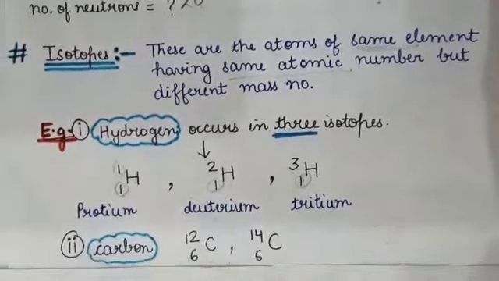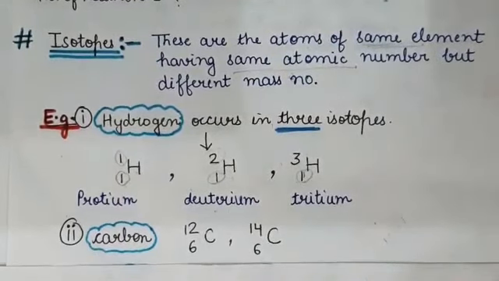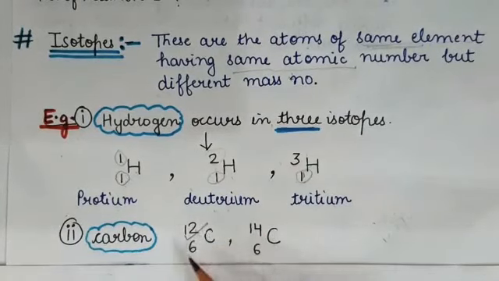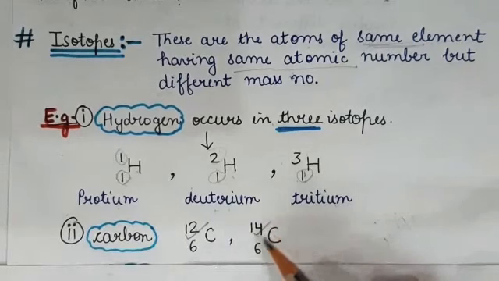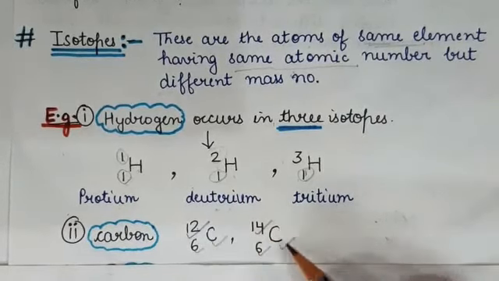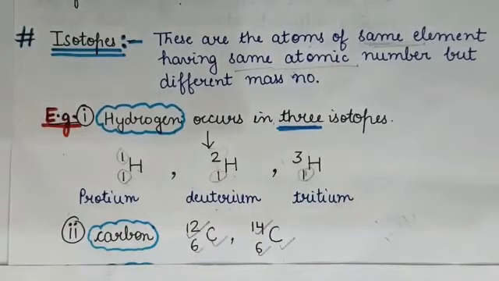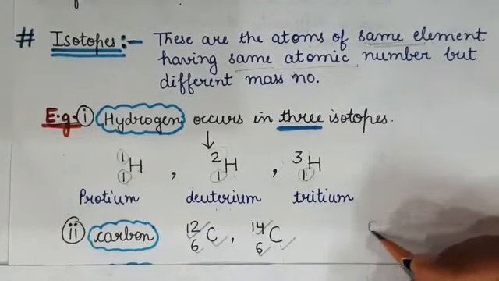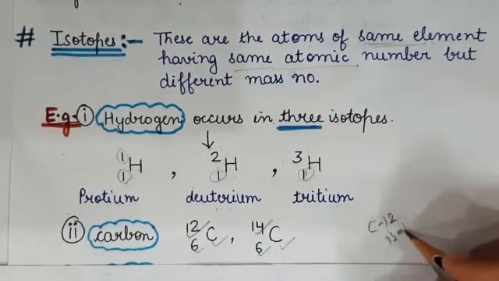Another example you can take is carbon. Carbon also occurs in 2 isotopes: carbon-12 and carbon-14. 12 is the mass and 14 is the mass, but the atomic number is the same, 6 and 6, and the elements are the same, carbon, carbon. In the definition of atomic mass unit, we took the carbon-12 isotope.